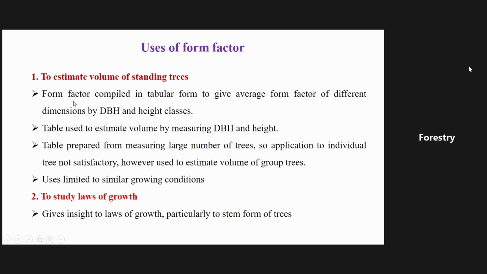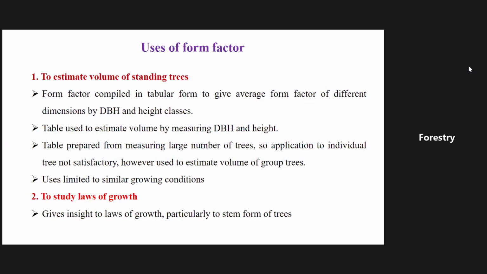That is, the form factors are compiled in tabular form to give the average form factor for different dimensions of diameter at breast height and also different height classes. The table is used to estimate the volume by measuring DBH and height, and the table is prepared from measuring a large number of trees. So the application to individual trees is not satisfactory. However, it is used to estimate the volume of groups of trees. Very important here: we will not calculate the form factor for single trees.